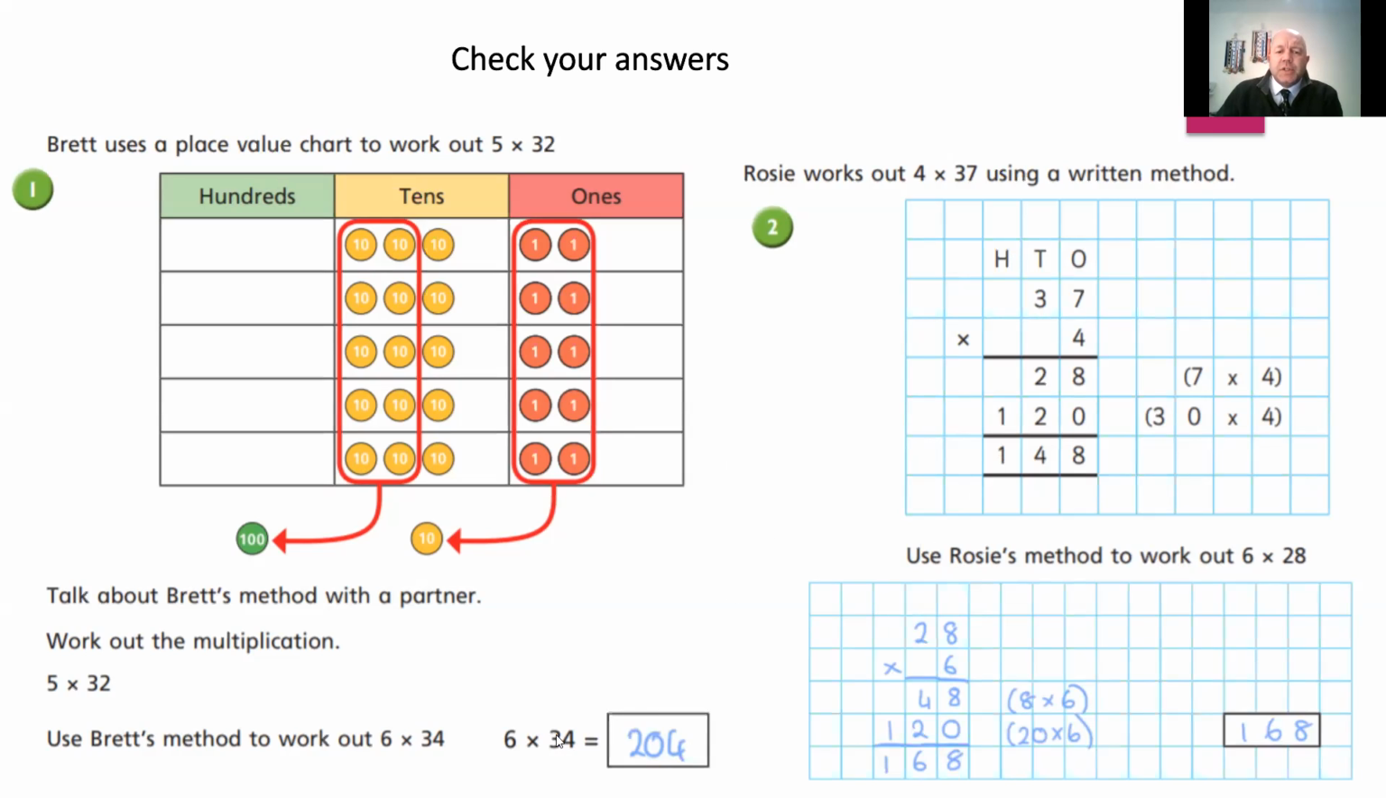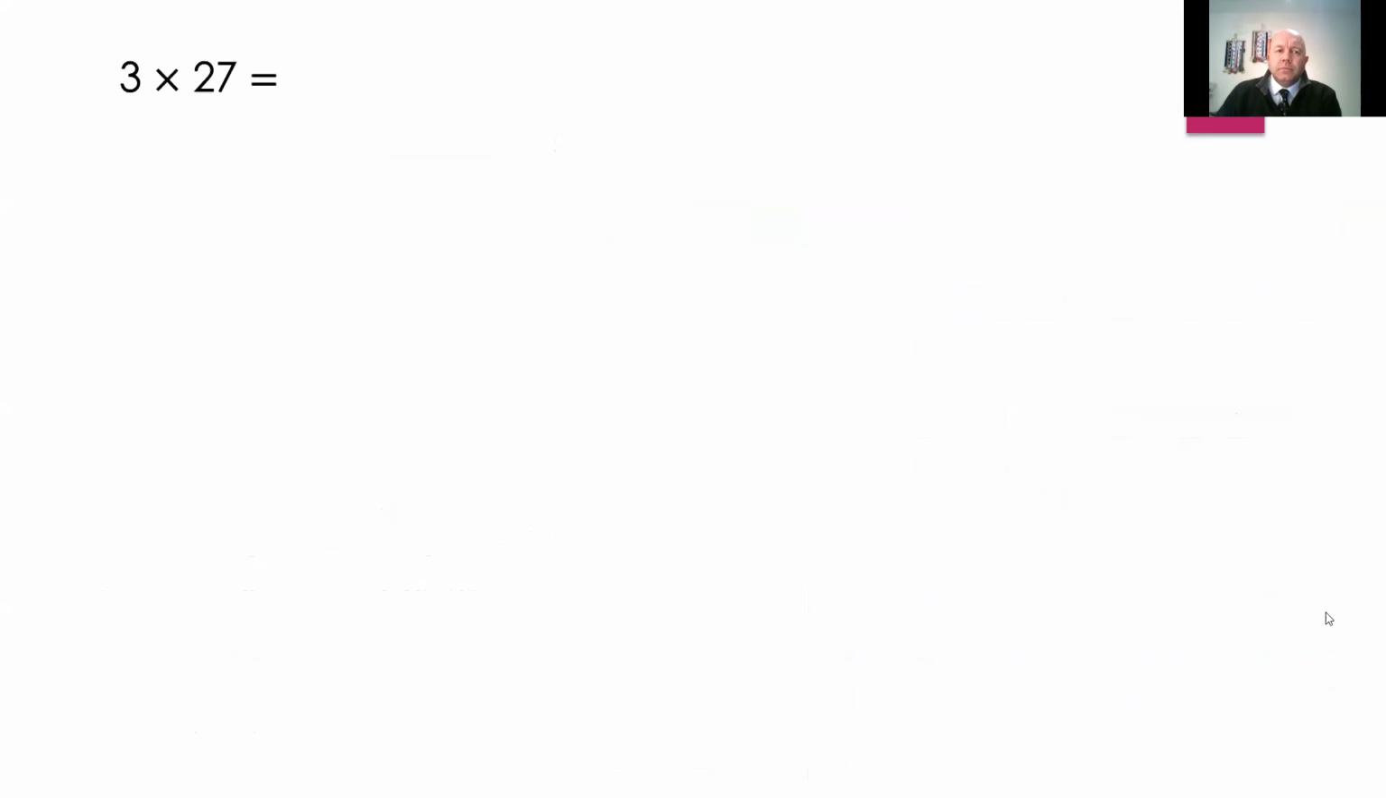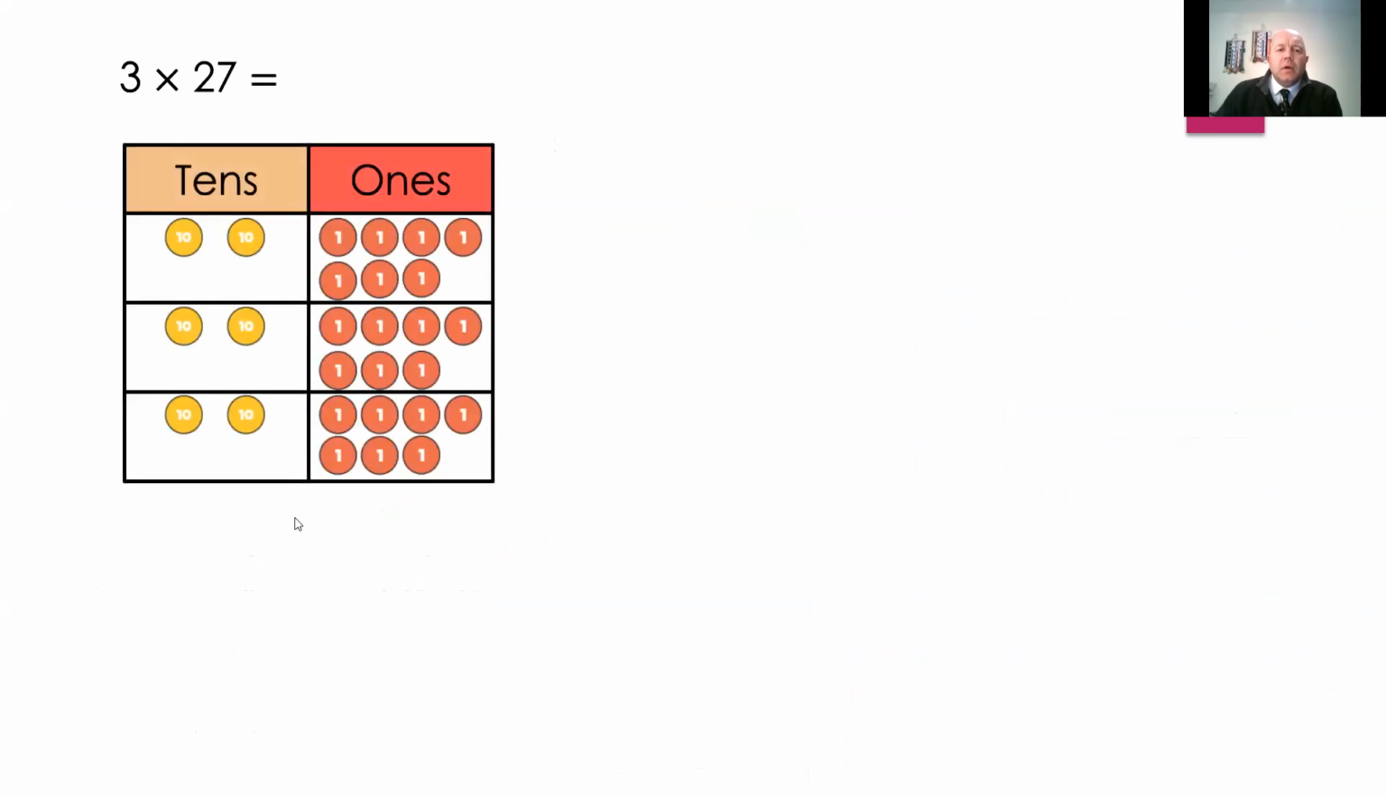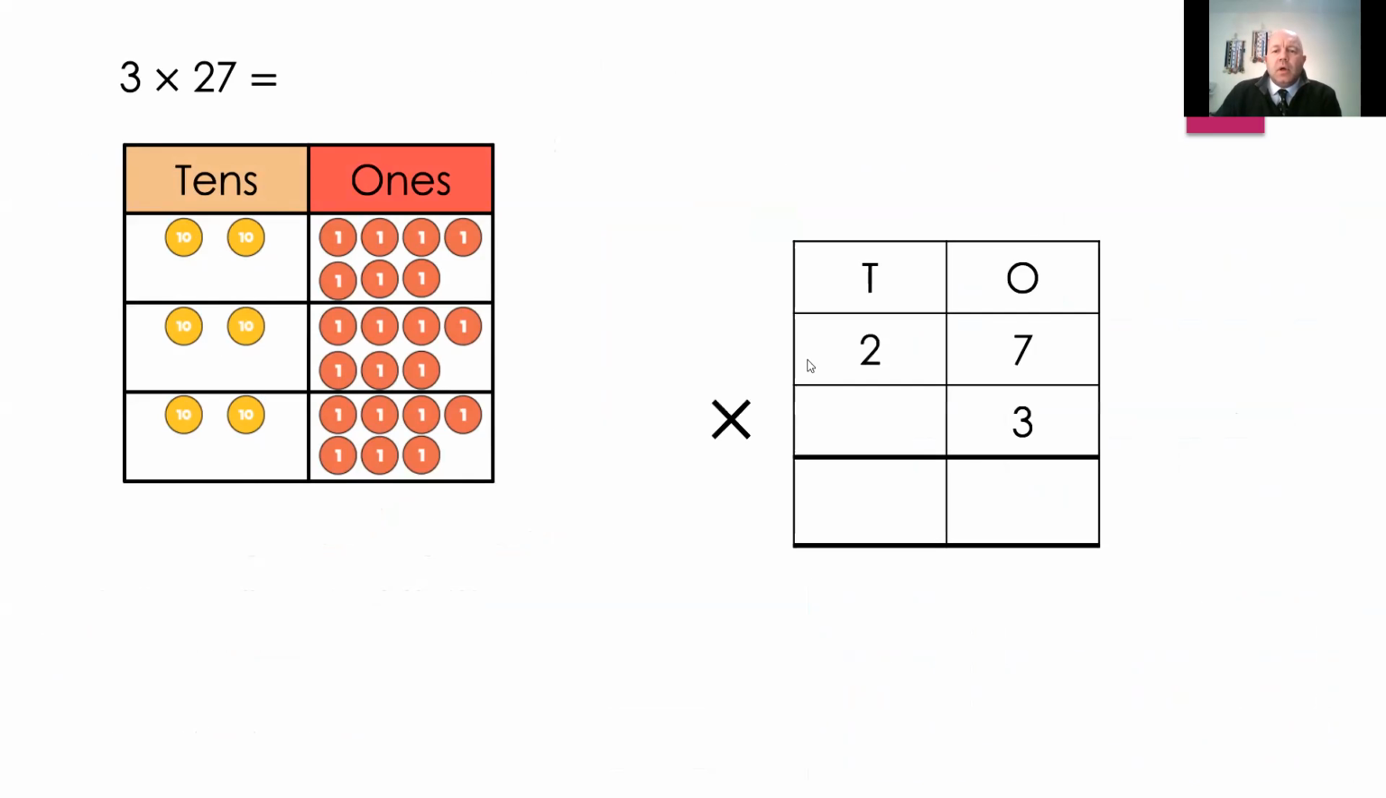And there's your answers. 6 times 34 will give you 204. And 28 multiplied by 6, using the written method, gives us 168. Well done if you've got those correct. Okay, so going back, 3 times 27, we started the lesson by looking at the counters. There's 27, 2 10s and 7 1s, 3 times. We looked at how to write it in a standard method, 27 multiplied by 3.